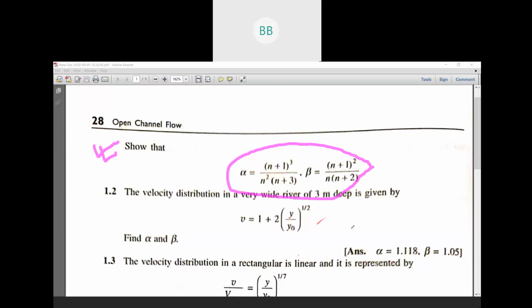Don't worry, this derivation I'll give you as notes. In the next class we will move on to the next topic, that is uniform flow.